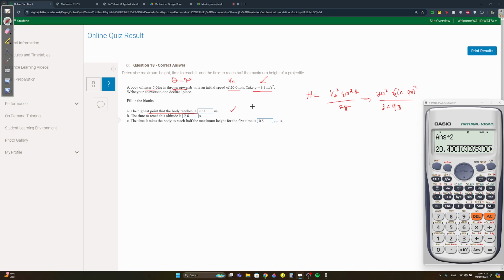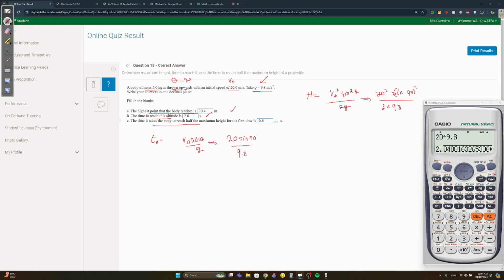The time to reach this altitude. The total time is 2 v naught sine theta over g. But that's total time, and I want the normal time. That's why I wrote two separate equations. The normal time to reach the height is v naught sine theta over g, right? So 20 sine 90 over 9.8, just 20 divided by 9.8, which is 2 seconds.